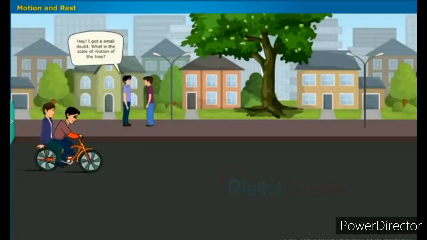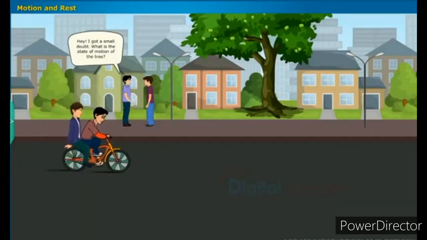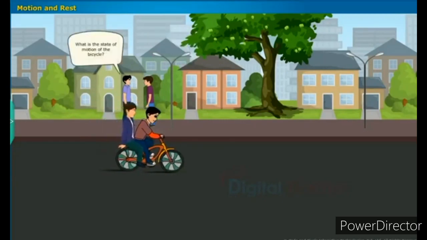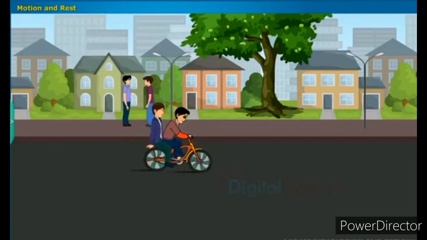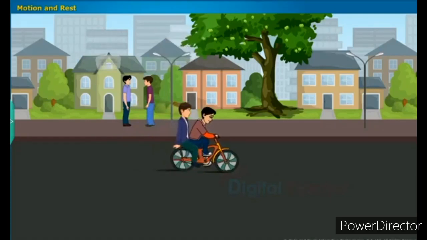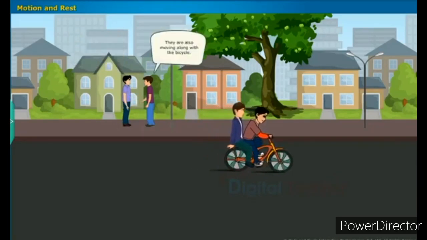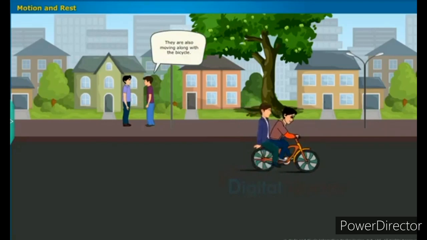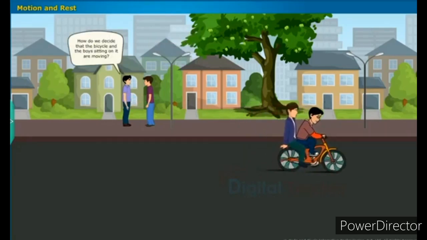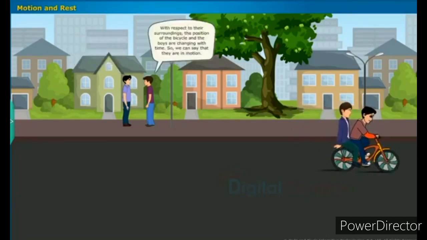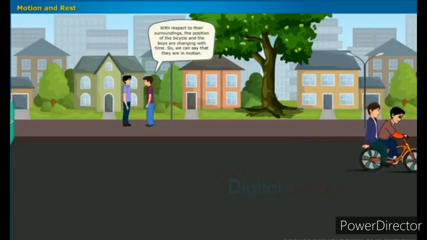Hey, I got a small doubt. What is the state of motion of the tree? It is at rest. What is the state of motion of the bicycle? It is moving. What is the state of motion of the boys on the bicycle? They're also moving along with the bicycle. How do we decide that the bicycle and the boys sitting on it are moving? With respect to their surroundings, the position of the bicycle and the boys are changing with time. So, we can say that they are in motion.